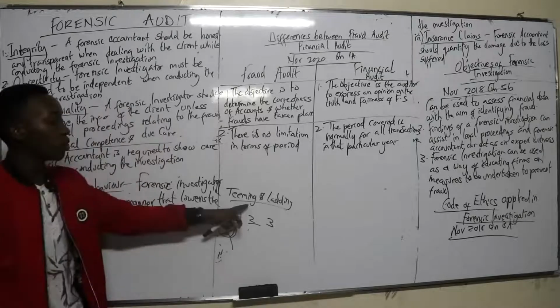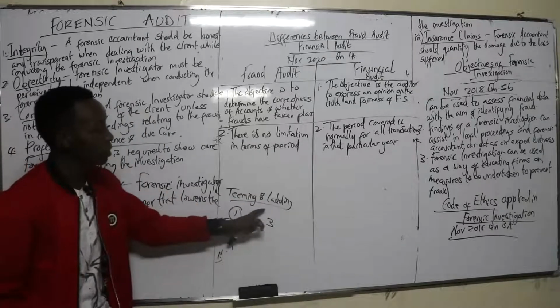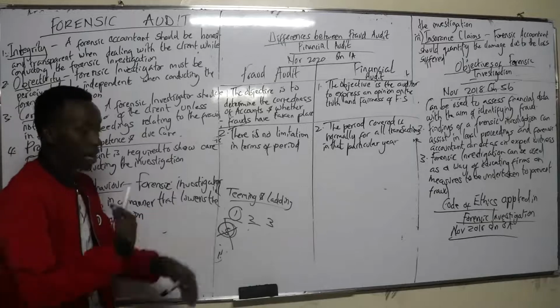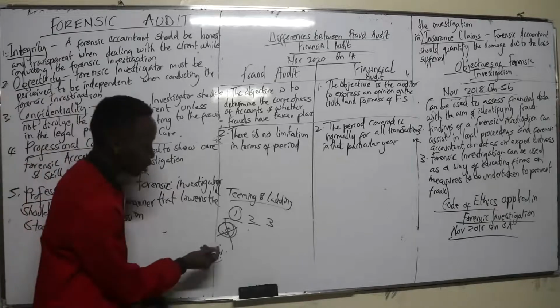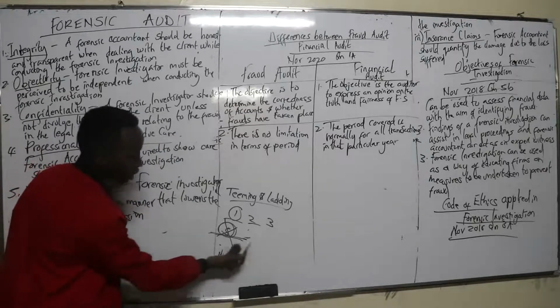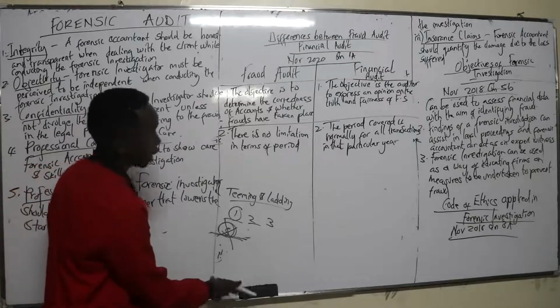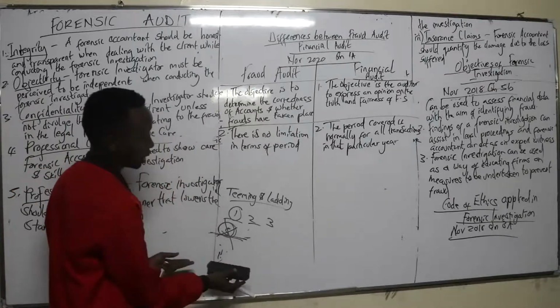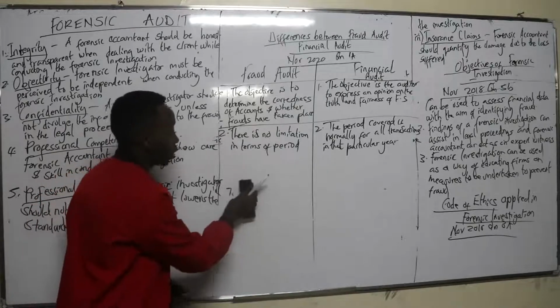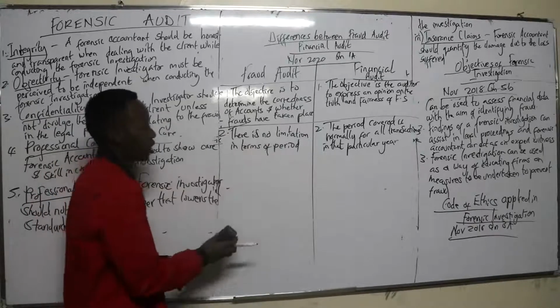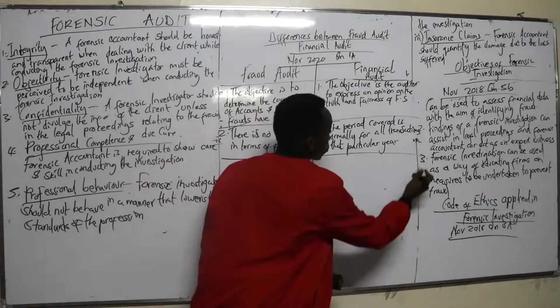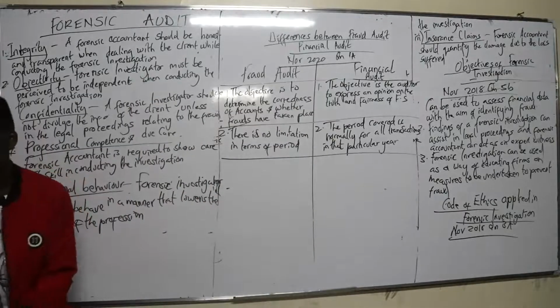So when you're conducting this kind of fraud of teeming and lading, you may have layers and layers of transactions such that it is impossible to track the transactions that you had written off as bad debts. And such a thing may take a long time. That's why there is no limitation in terms of period if you were to conduct such an investigation.